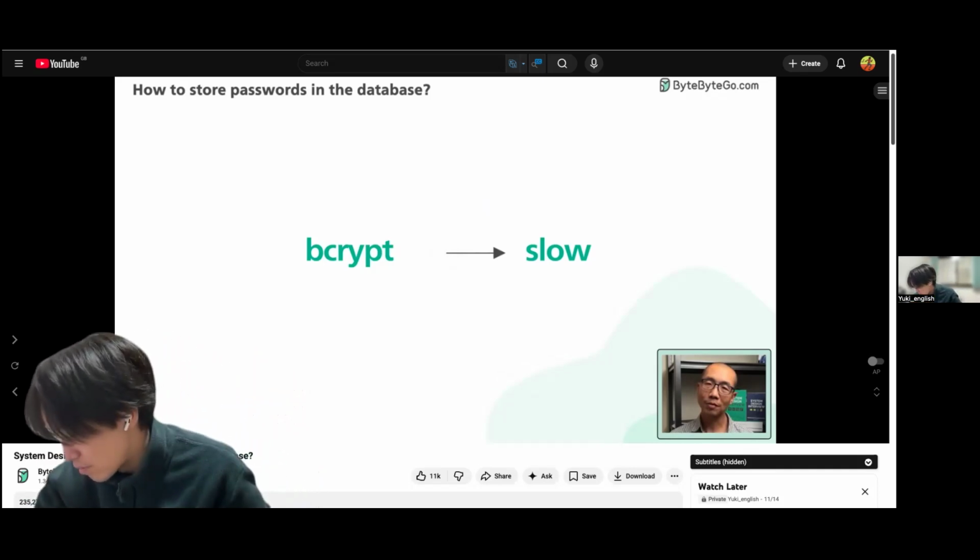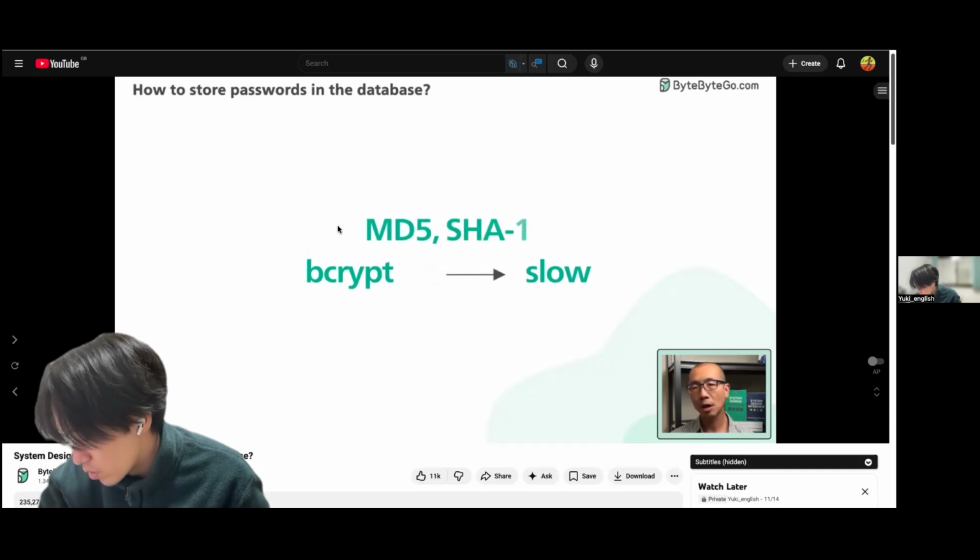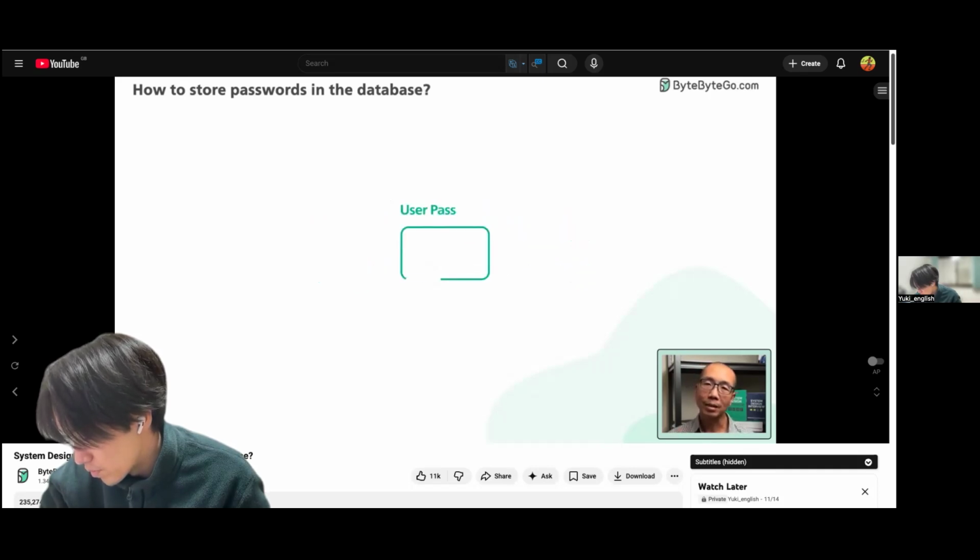Note that some common legacy hashing functions like MD5 and SHA-1 are fast. They are less secure and should not be used. Second, salt the passwords.